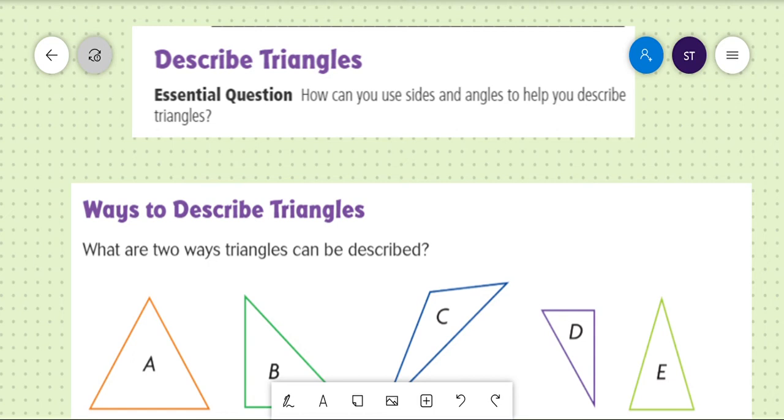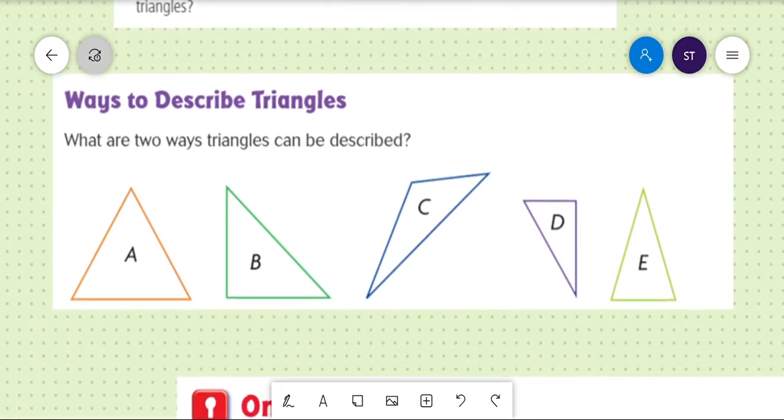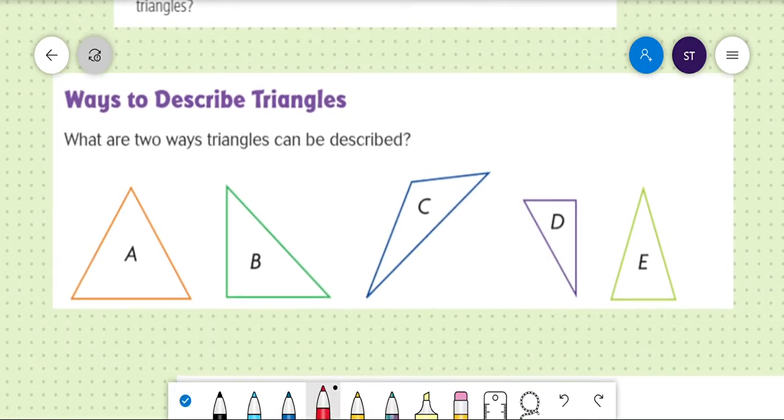Hello, this is Miss Thomas, and in today's lesson 12.7, we'll be describing triangles. How can you use sides and angles to help you describe triangles? Well, here, let's look. There are two ways that you can describe a triangle. You can describe a triangle by the length of its sides or the sizes of their angles.